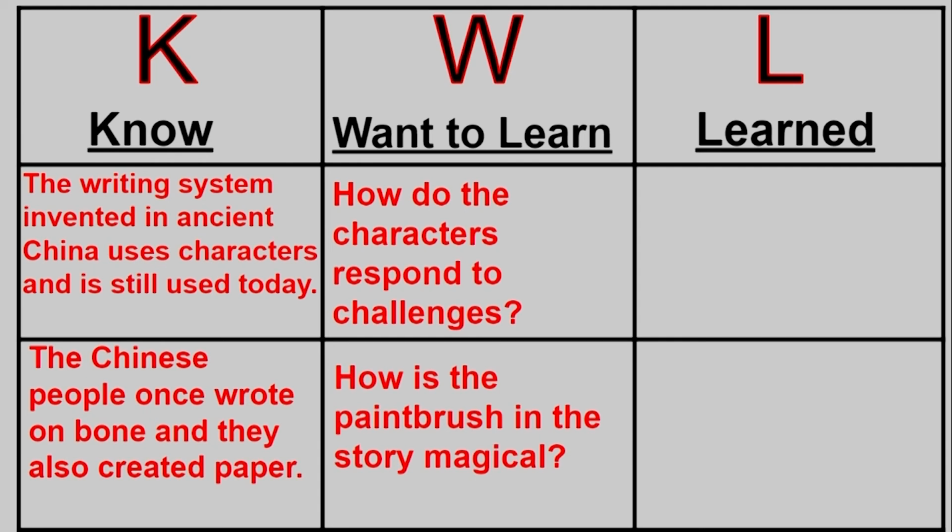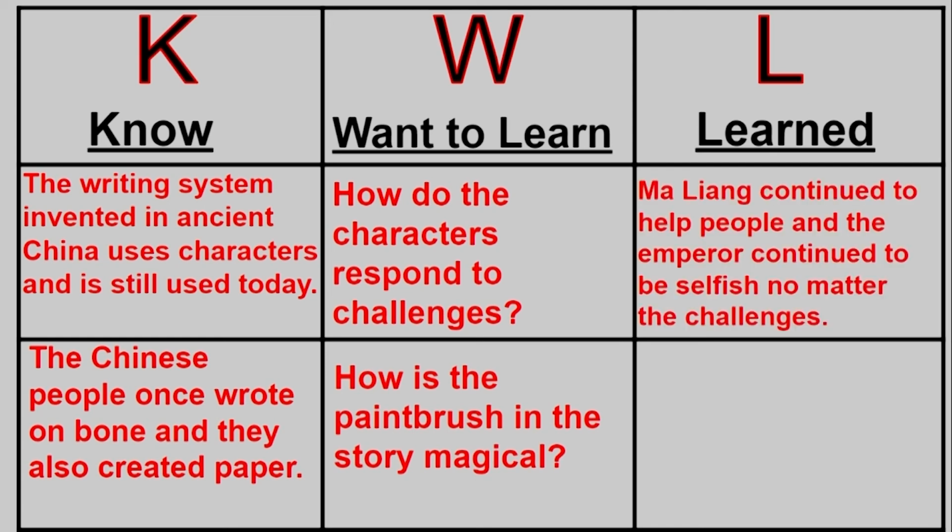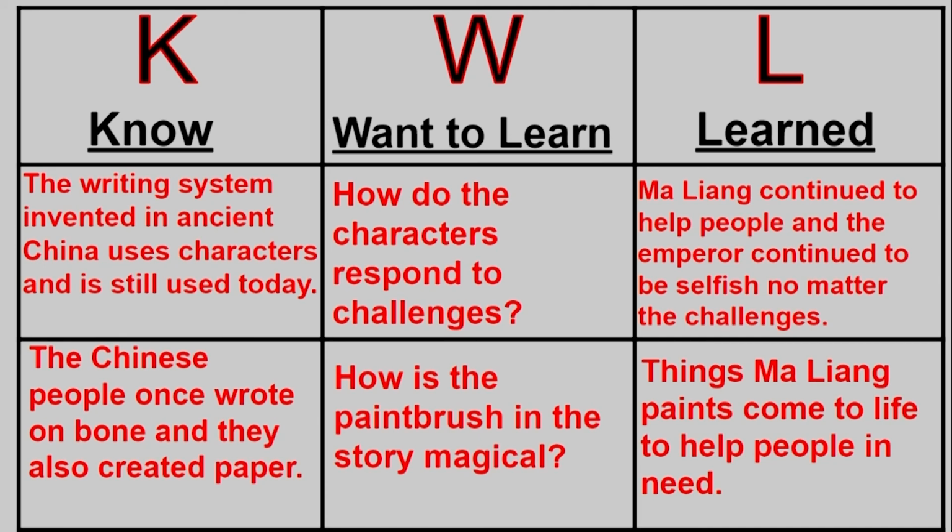So, Miss Summer, what are some things that we learned today that we can add to our chart? Well, we learned that Maliang continued to help people. And the emperor continued to be selfish no matter the challenges. We also learned that things that Maliang paints come to life to help people in need. Yes, we learned so much. Those were all great responses. I am sure the boys and girls learned a lot too. Thank you all for sharing.